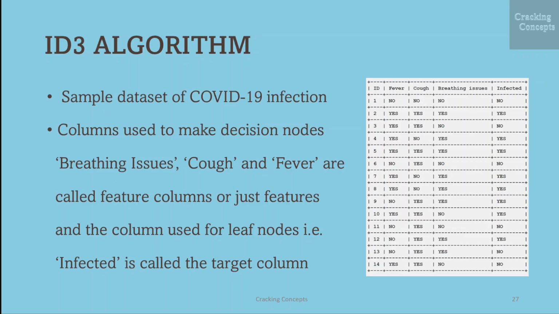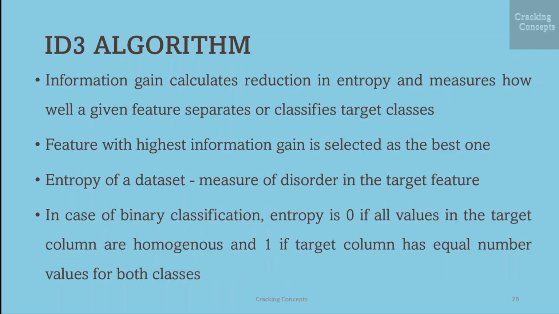On examining, we see that the columns that are used to make decision nodes, that is the breathing issues, cough and fever, are called the feature columns or just features, and the column used for leaf nodes, for example, here it is infected, is called the target column. Now the ID3 algorithm selects the best feature at each step while building the decision tree. Now, how is it done? It is done using calculation of information gain.